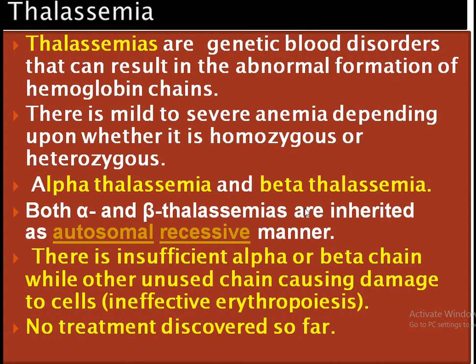Thalassemia, these are genetic blood disorders that can result in abnormal formation of hemoglobin chains. There is mild to severe anemia depending upon whether it is homozygous or heterozygous. It may be alpha thalassemia or beta thalassemia.